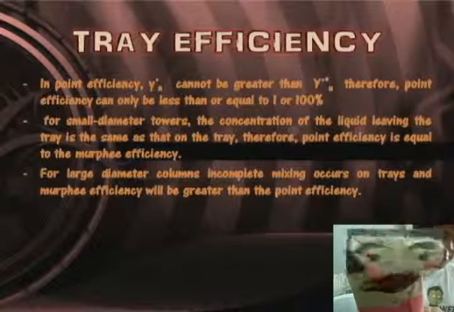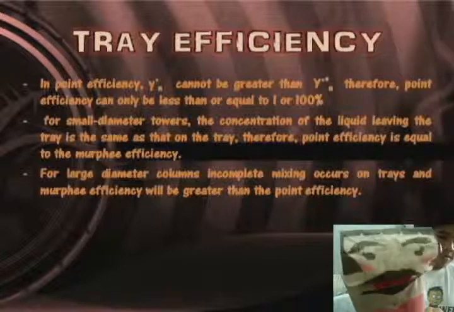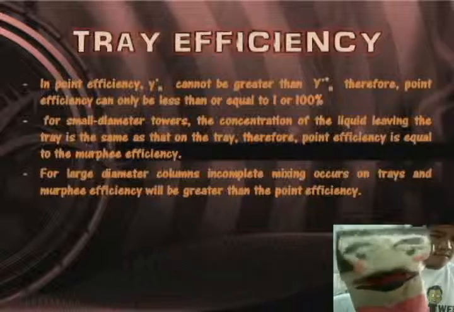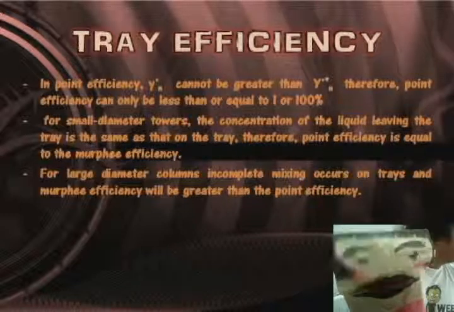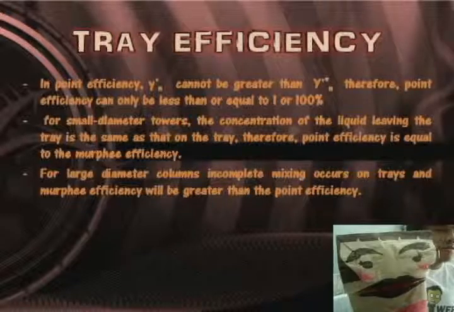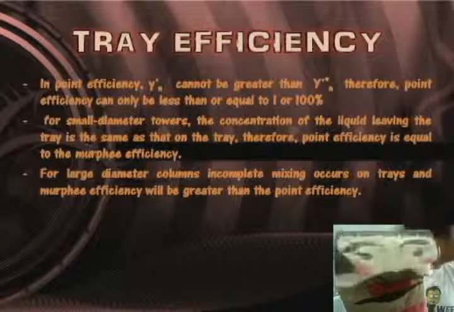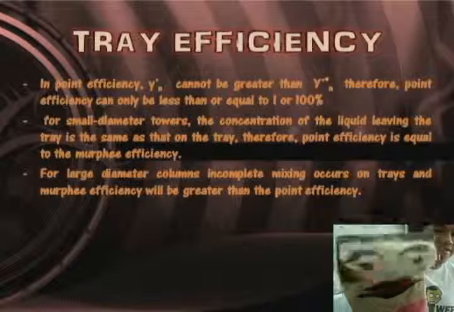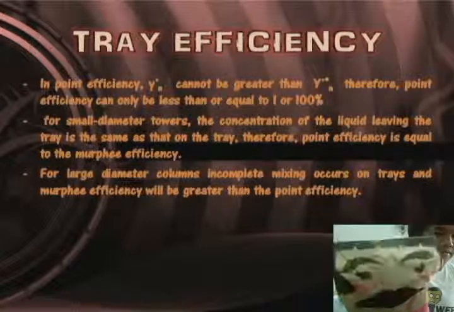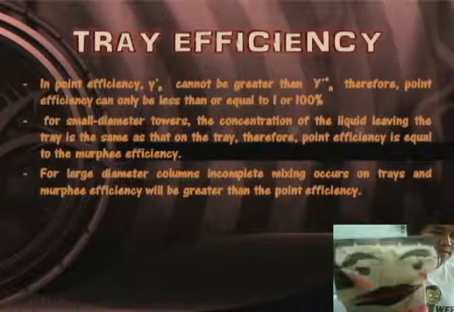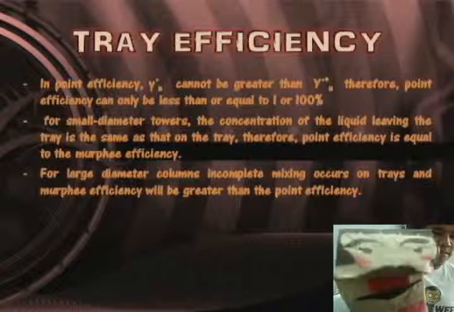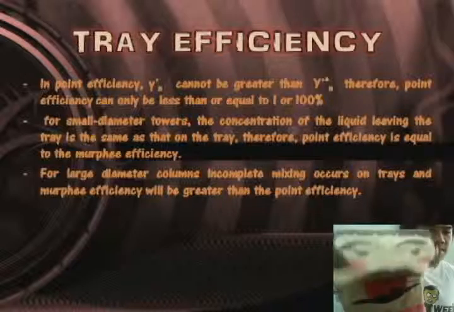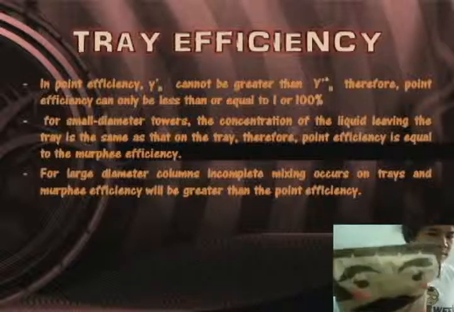In large diameter columns, incomplete mixing of the liquid occurs on the trays. Some vapor will contact the entering liquid x sub n minus 1, which is richer in component A than x sub n. This will give a richer vapor at this point than at the exit point, where x sub n leaves. Hence, the tray efficiency E sub M will be greater than the point efficiency E sub MP. The value of E sub M can be related to E sub MP by the integration of E sub MP over the entire tray.